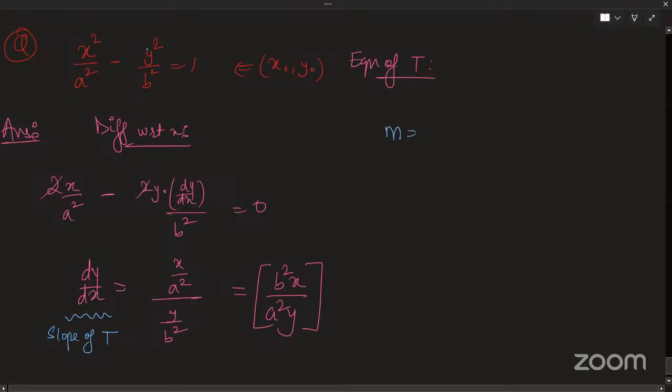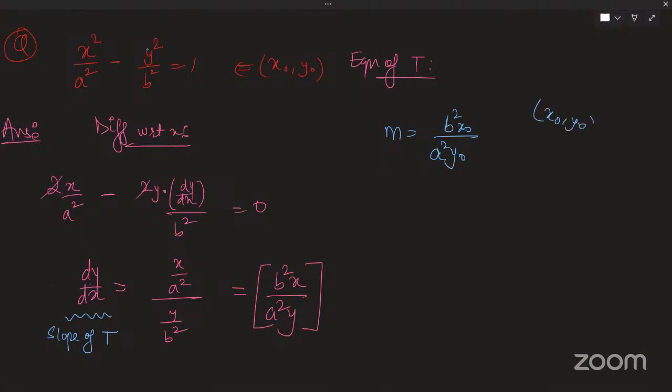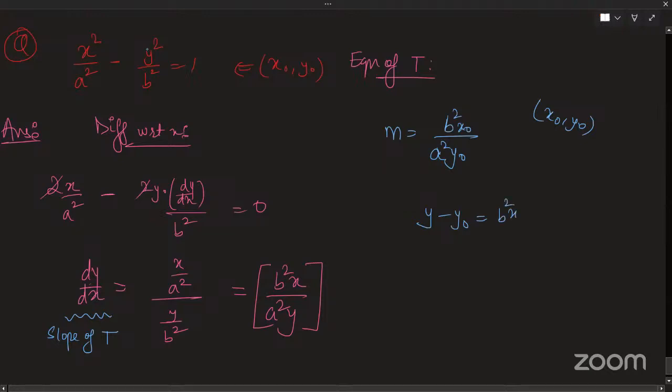So my slope will be b square x naught by a square y naught. This is my slope, and I know my point also, x naught comma y naught. Can I write the equation of the line that passes through x naught comma y naught and has the slope b square x naught by a square y naught? So y minus y naught is equal to m times, tell me, m times x minus x naught. Great, x minus x naught.